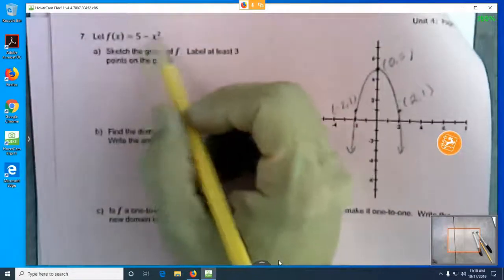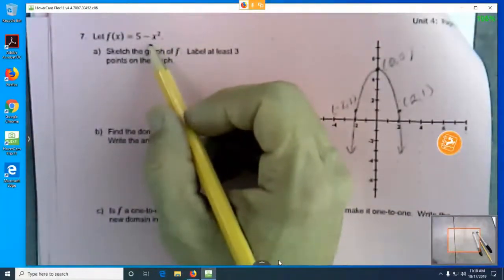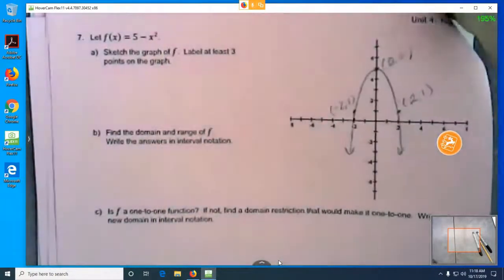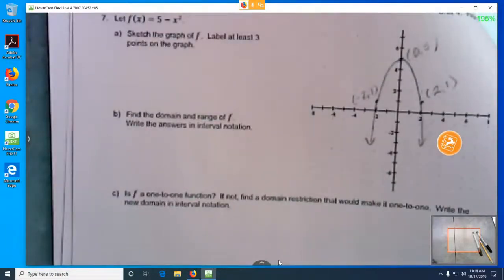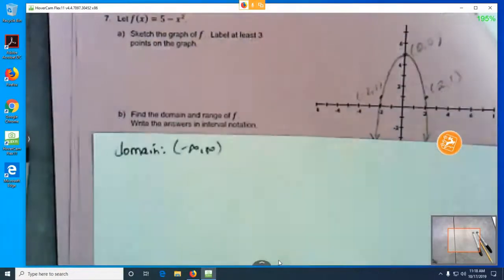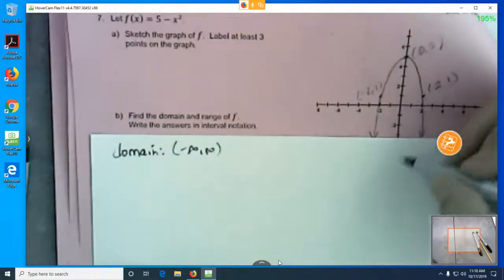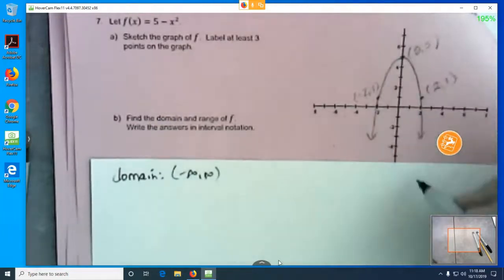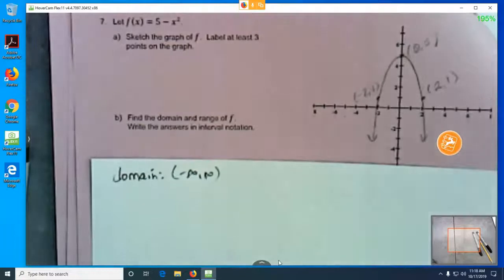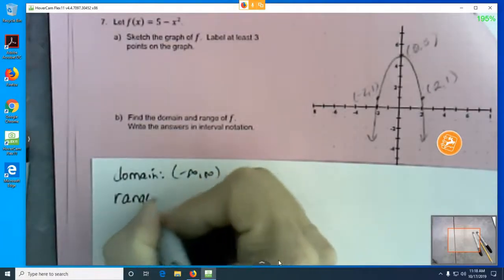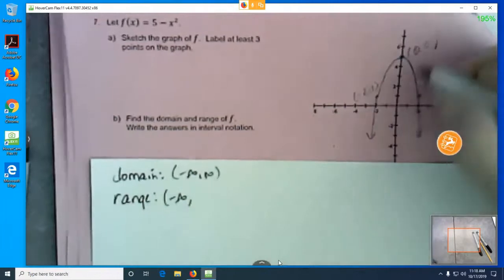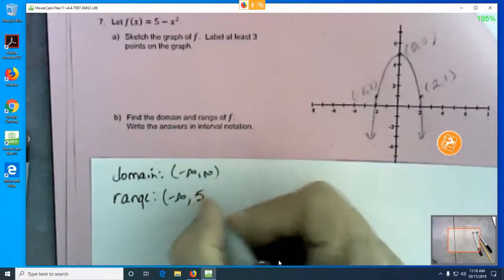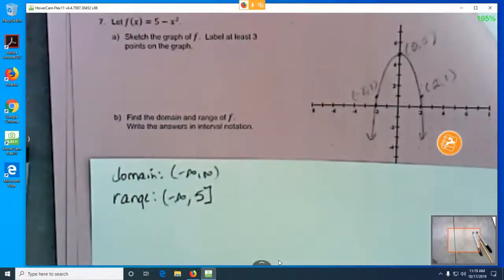But for the domain of this one, we're thinking about what numbers we could plug in for x. That would be anything. So our domain for this one is going to be -∞ to +∞. And then for the range, if you have the graph, you can look at the graph. So if we go from bottom to top, this is going to go all the way down. So the range is going to start at -∞. And then our highest point on the graph is this one. So that's where y equals 5. That's where our range stops.